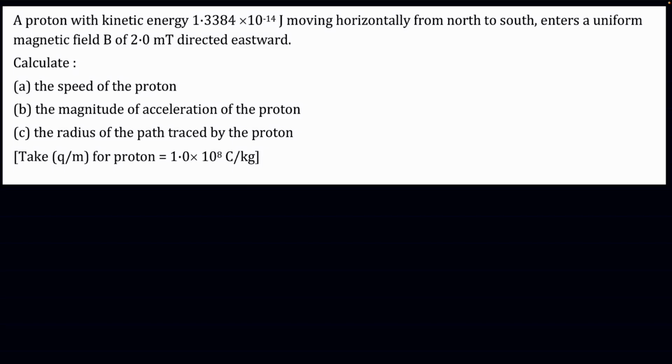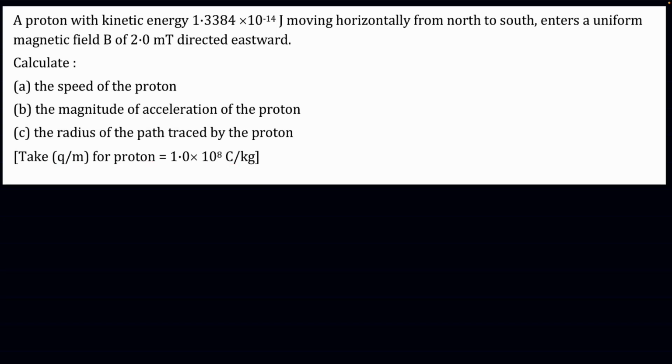This question is from Physics, chapter Magnetism. Here it is given that a proton with kinetic energy 1.3384 × 10^-14 joule, moving horizontally from north to south, enters a uniform magnetic field of 2 millitesla directed in the eastward direction. Based on this information, we have to calculate the speed of the proton, the magnitude of the acceleration of the proton, and the radius of the path traced by the proton. One piece of information is given: the charge upon mass ratio for a proton is 1 × 10^8 coulomb per kg.